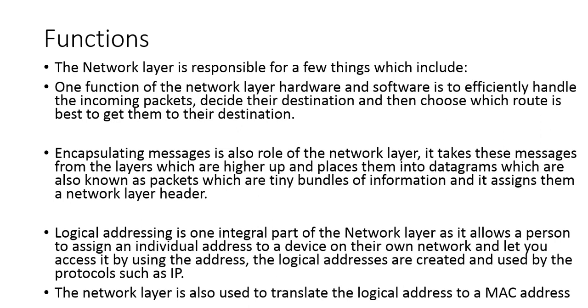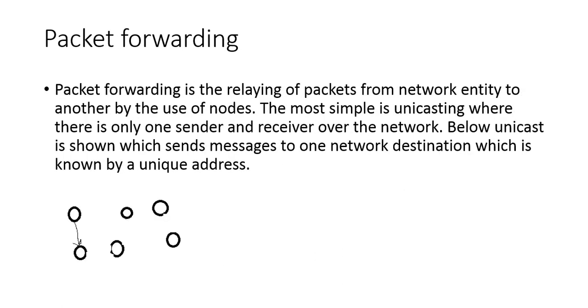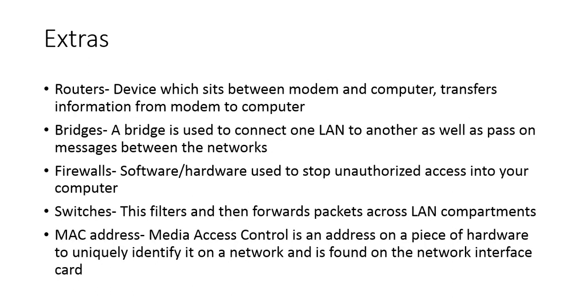Network layers. The majority of people don't even know what network layers are, but I know a bit about it, I like to think. The functions are logical addressing, encapsulating messages, handling incoming packets, choosing the packet's destination, and choosing how those packets get to the destination. The IP protocol is used in network layer 3. Packet forwarding is also used, which is the relaying of packets from one network entity to another. One example is unicast, where there's one sender and one receiver. And extras: routers, bridges, firewalls, switches, and MAC addresses.